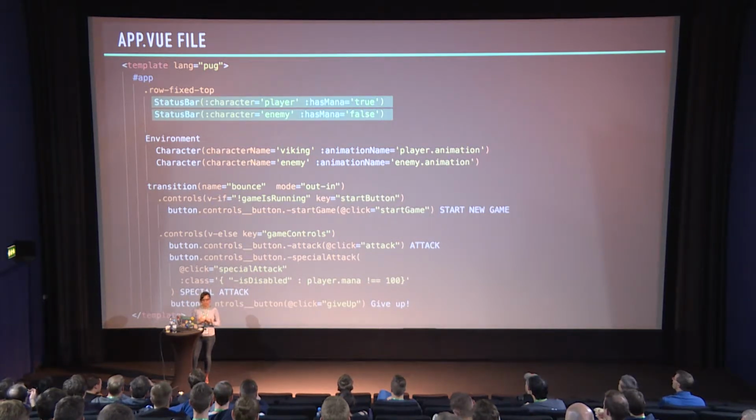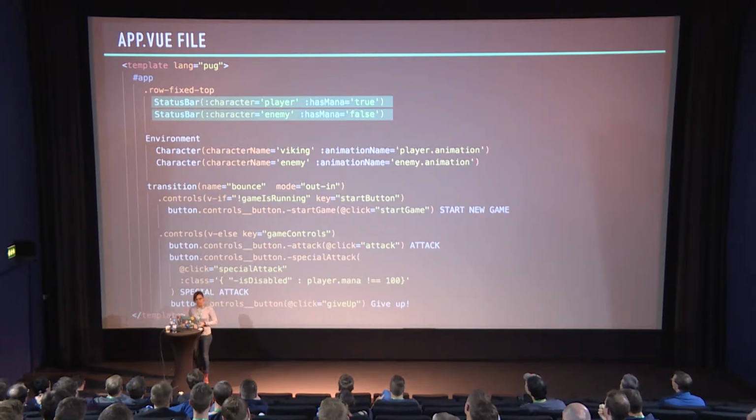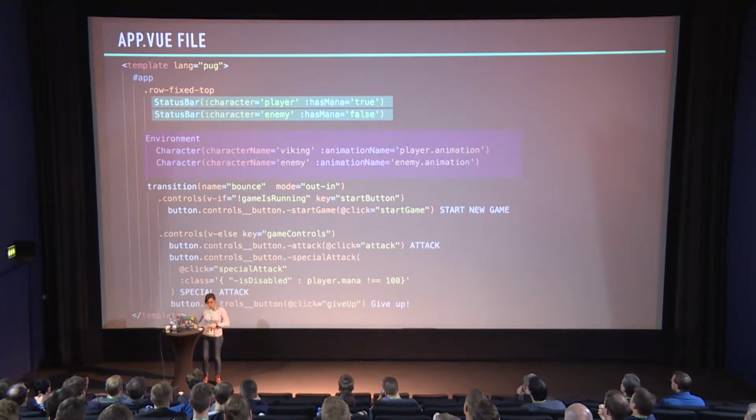Okay, so inside of the app.vue file, we have two status bar components, one for our character and one for the enemy. They are doing the same thing, so we are just passing down that exact object for our player and for the enemy, and then we set has mana for the enemy to false. After that, we have an environment component that has a slot inside, and inside of that slot, we have two character components that I'm going to show later on.